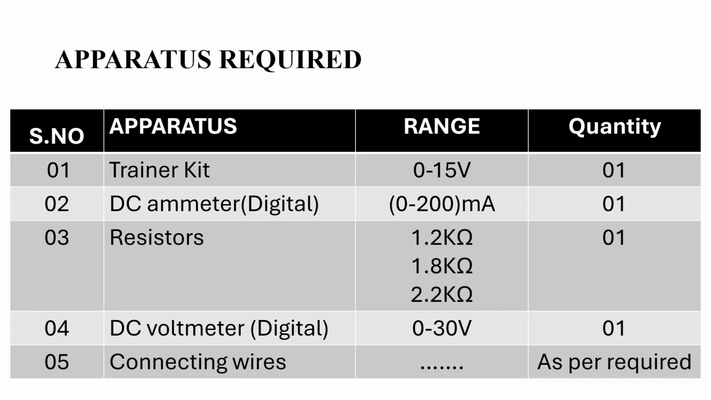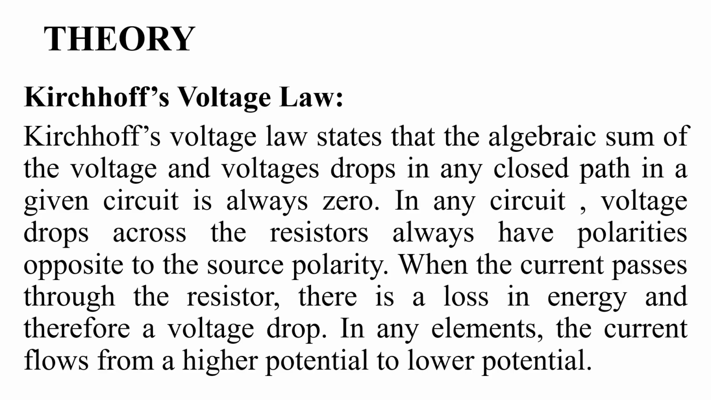Resistors. Based on the circuit, if it is two resistors, then we need the trainer board. We have two resistors of 1 kilo ohm and 1.8 kilo ohms. If the circuit consists of three resistors, 1 kilo ohm, 1.8 kilo ohm and 2.2 kilo ohm. Based on the given resistors, we have to take the resistor values. Connecting wires.